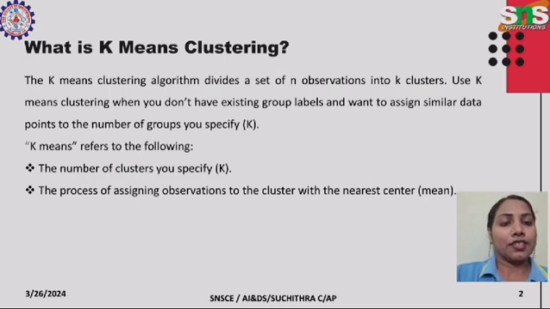The K-means clustering algorithm divides a set of n observations into K clusters. It's nothing but dividing the set of n observations into K clusters. Use K-means clustering when you don't have existing group labels and want to assign similar data points to the number of groups you specify. K-means refers to the following: the number of clusters you specify, and the process of assigning observations to the cluster with the nearest center mean.